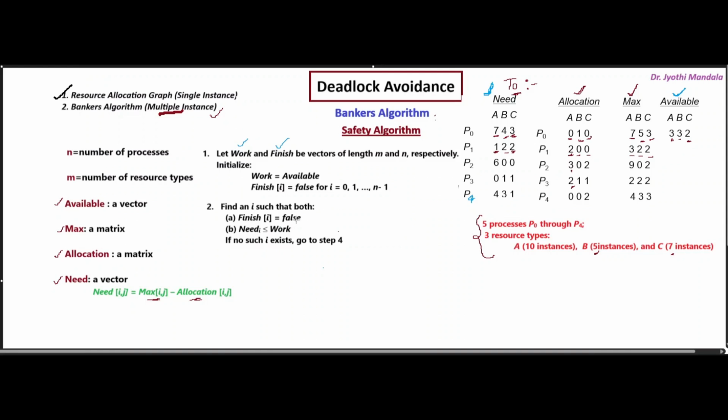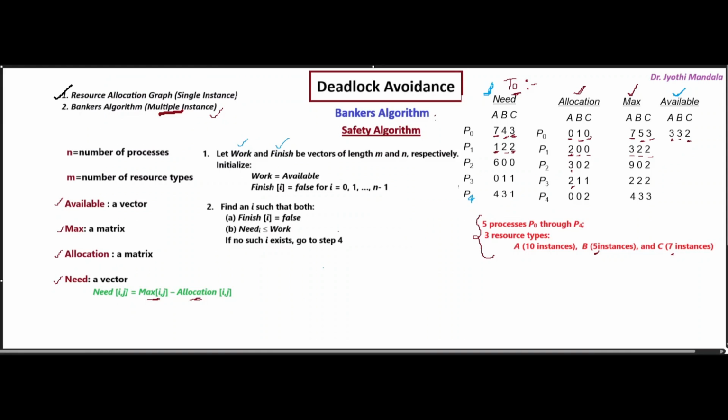That means its execution has not been completed, and its need value, suppose you are considering P0, its need value should be less than or equal to work. Work is nothing but your available value. If it is true, then you go with the third step. If it is not true, then go with the next process, that is P1. Got it? Okay, we will solve the example also. No need to worry about that.